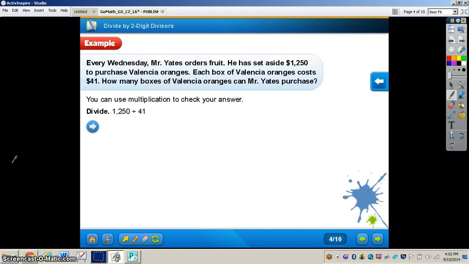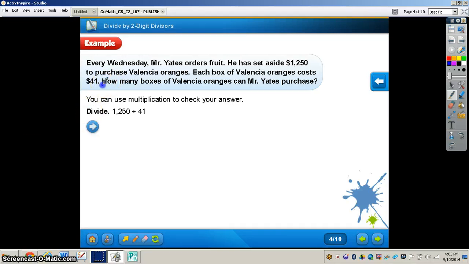Okay, let's take a look at the example problem on page 84. It says every Wednesday Mr. Yates orders fruit. He has set aside $1,250 to purchase Valencia oranges, and each box of Valencia oranges costs $41. How many boxes of oranges can Mr. Yates purchase? Use your multiplication to check your answer.